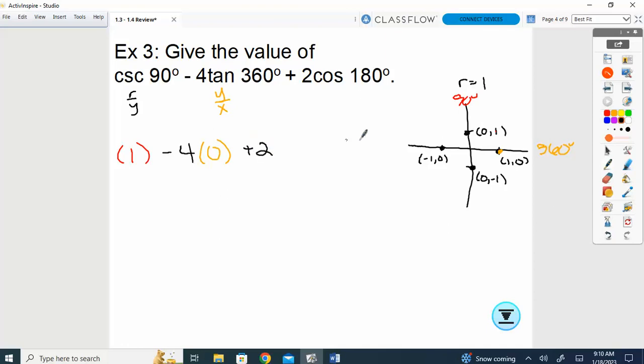Plus 2 times the cosine of 180. What's the definition of cosine? X over r. So 180 is here. X is negative 1, r is 1, so negative 1 divided by 1 is negative 1. So we get 1 minus 0 minus 2, or negative 1.